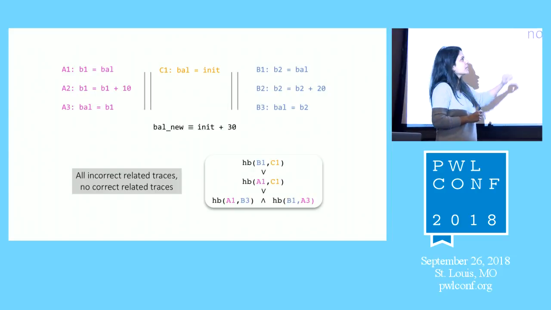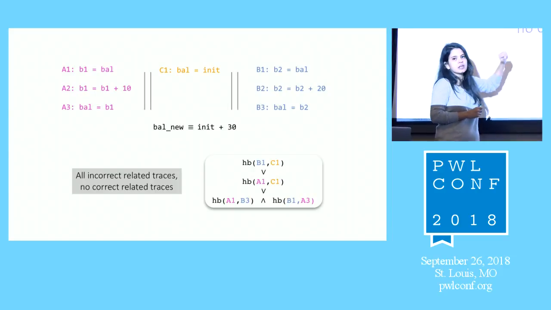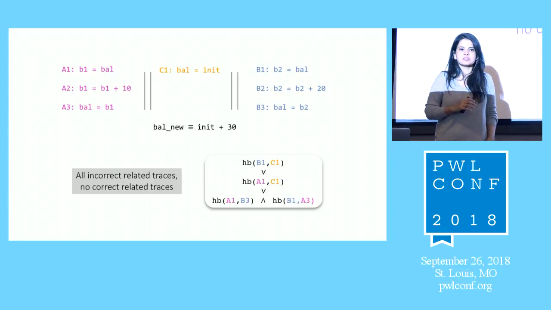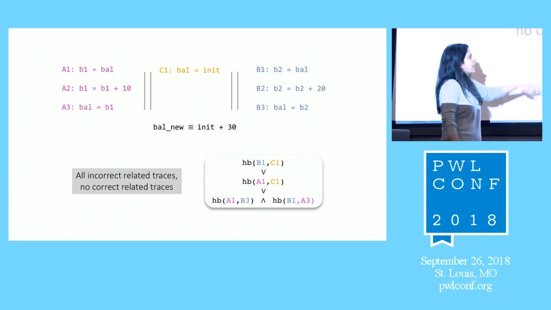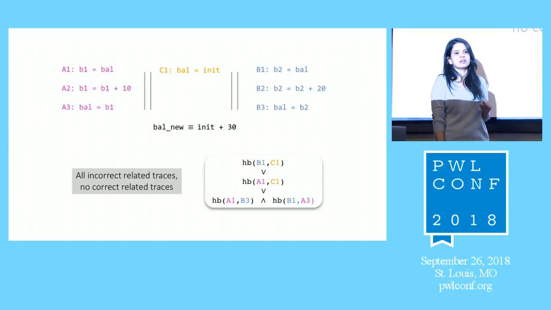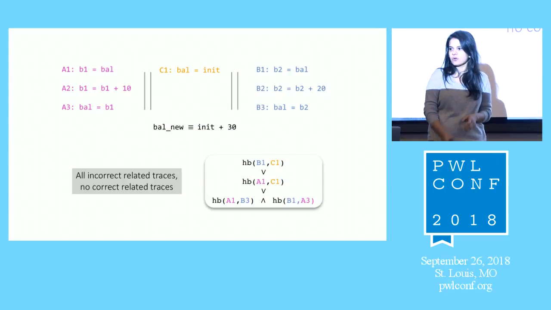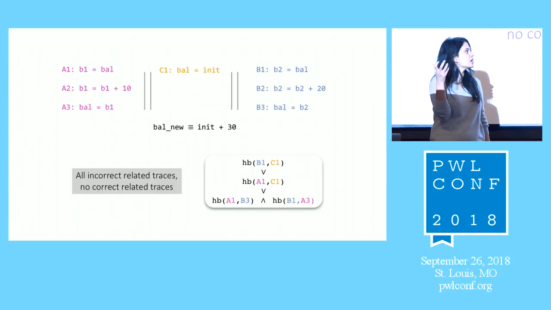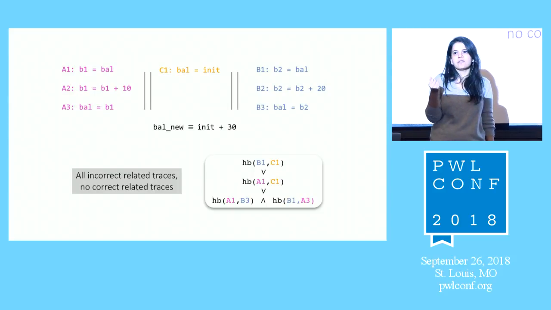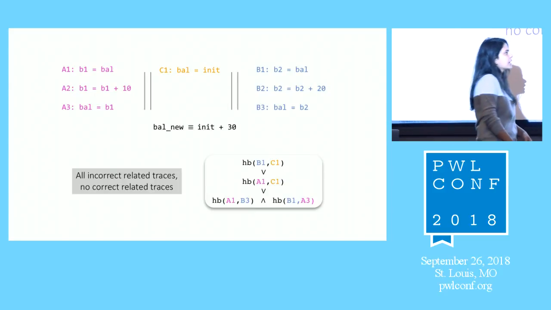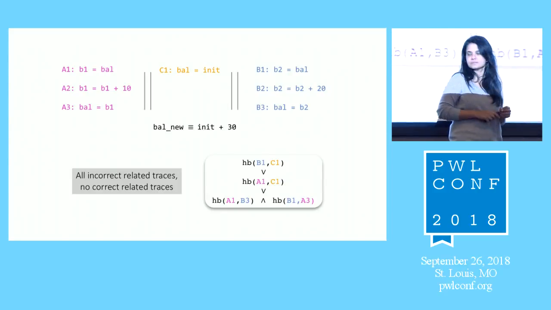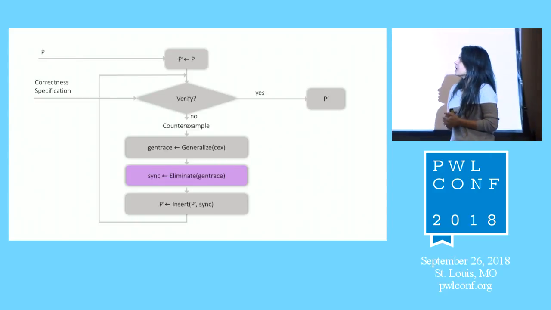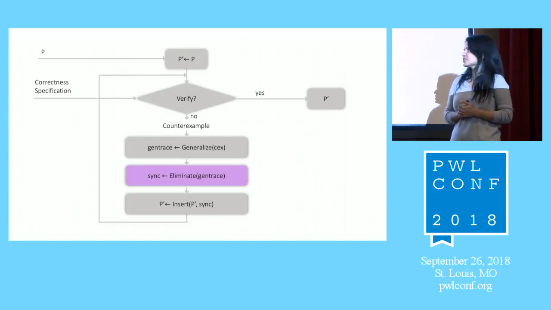The most important one is that it captures all incorrect related traces, in the sense that I said traces were related over the same set of events, and it does not include any correct related traces. Okay, so this is a great succinct summarization of the error in a counterexample. And in our experiments, we found that in most cases, these formulas were very small. So that was trace generalization.